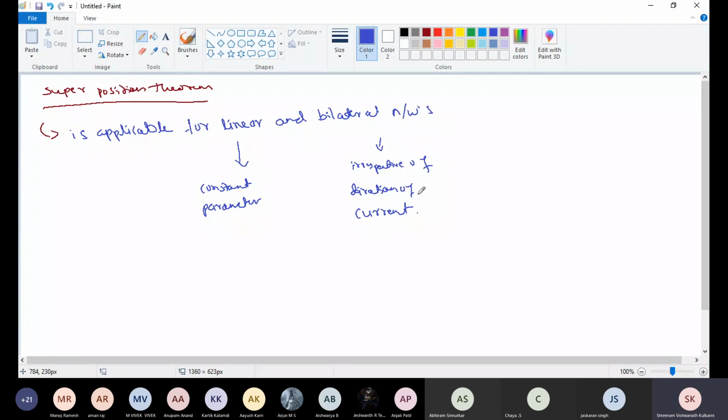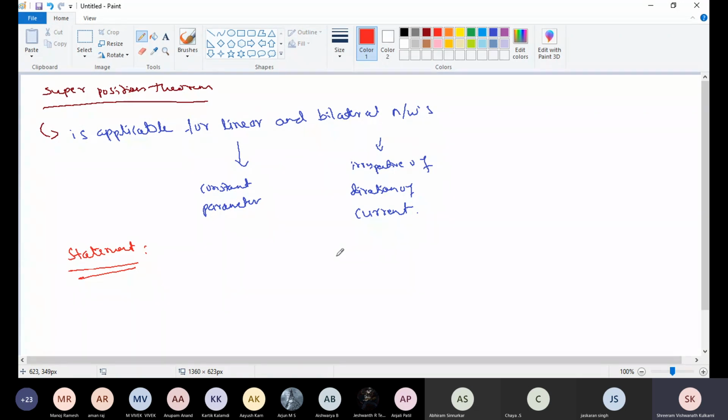Now, in any multi-source complex network consisting of linear bilateral elements, if my circuit consists of more than one source, that may be a voltage source or a current source, the voltage across or current through any given element of the network is equal to the sum of individual voltages or currents produced independently across or in that element by each source acting independently.